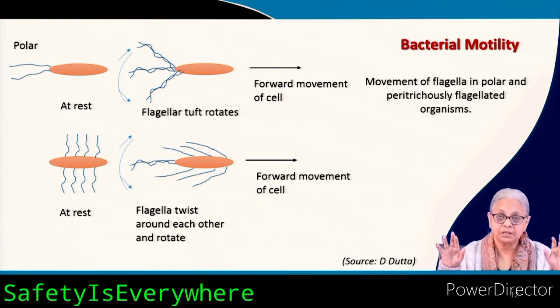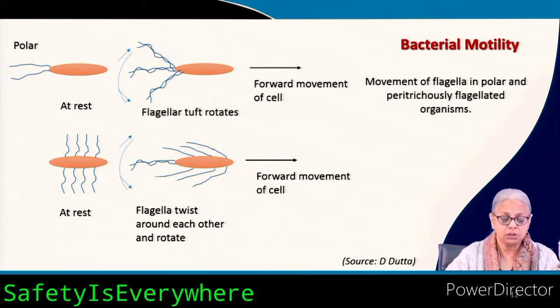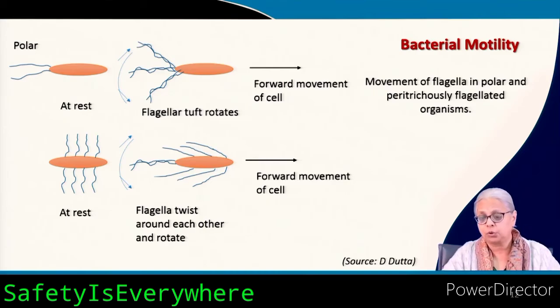Now if we have a peritrichous arrangement of flagella, this is the position of the flagella when the bacterial cell is at rest. When it moves, it will all arrange itself so that the flagella are very close to the body of the cell, and they will all again move to and fro in the same dimension, and that will push the cell forward.